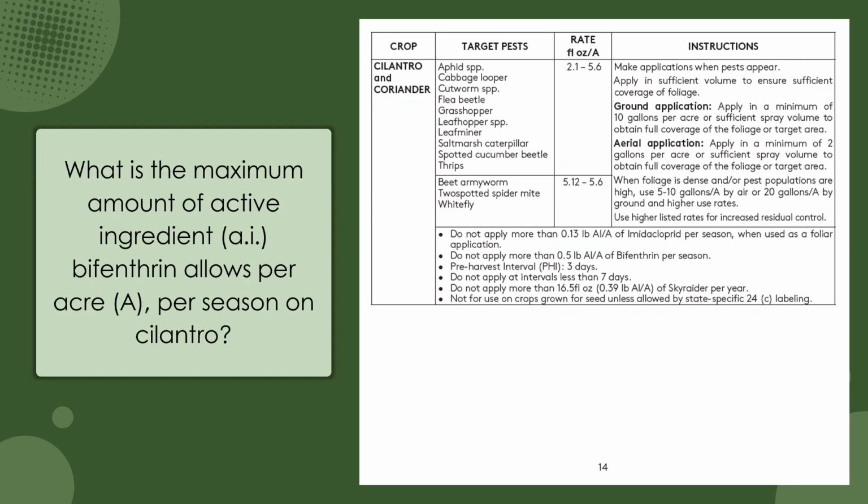What is the maximum amount of active ingredient, or AI, bifenthrin allowed per acre per season on cilantro? Well, we page our way to cilantro and coriander, and there might be quite a few crops that you'll be looking through, but once you've found the cilantro, then we're looking for the row that applies for cilantro, and it shows here that we don't want to apply more than 0.5 pounds of AI per acre of bifenthrin per season.